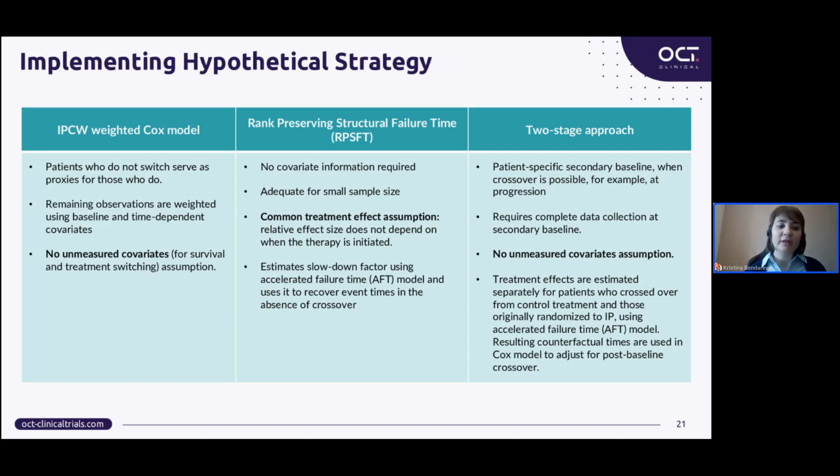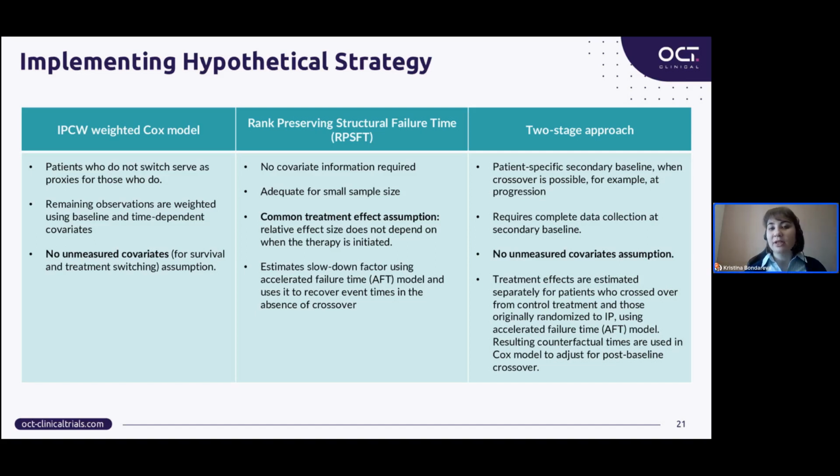The former assumes that the relative effect of treatment is the same regardless of whether it is initiated from the start, from the moment of the randomization, or from the time of the crossover. It is called common treatment effect assumption. It allows to recover which event times would have been observed had this patient not crossed over. This approach is applicable for small sample sizes, placebo-controlled or add-on studies, and does not require covariate information.